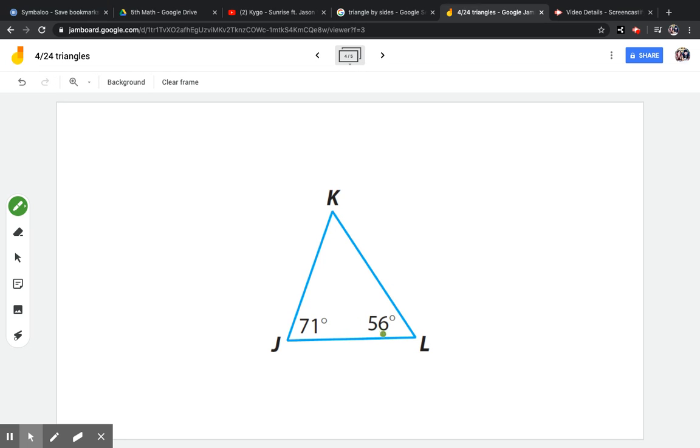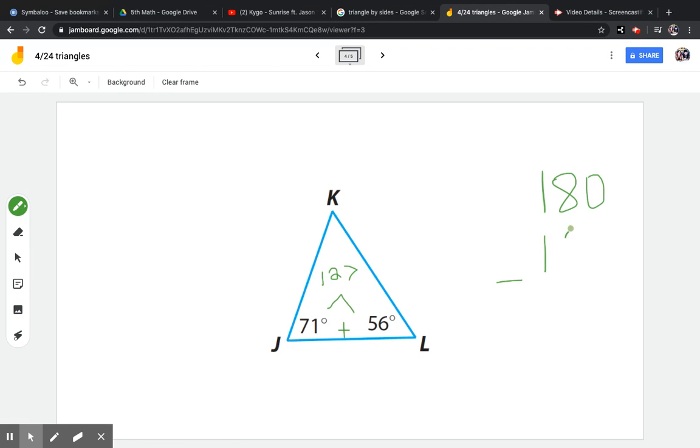Let's try this again. All right, we have 56 on this one, 71 on this one, but what on K? So 180, I'm going to write that right away. All triangles are 180 degrees. Now let's add these together. 6 plus 1 is 7. Just remember you're adding those two together. 5 plus 7 is 12. So I should have 127.